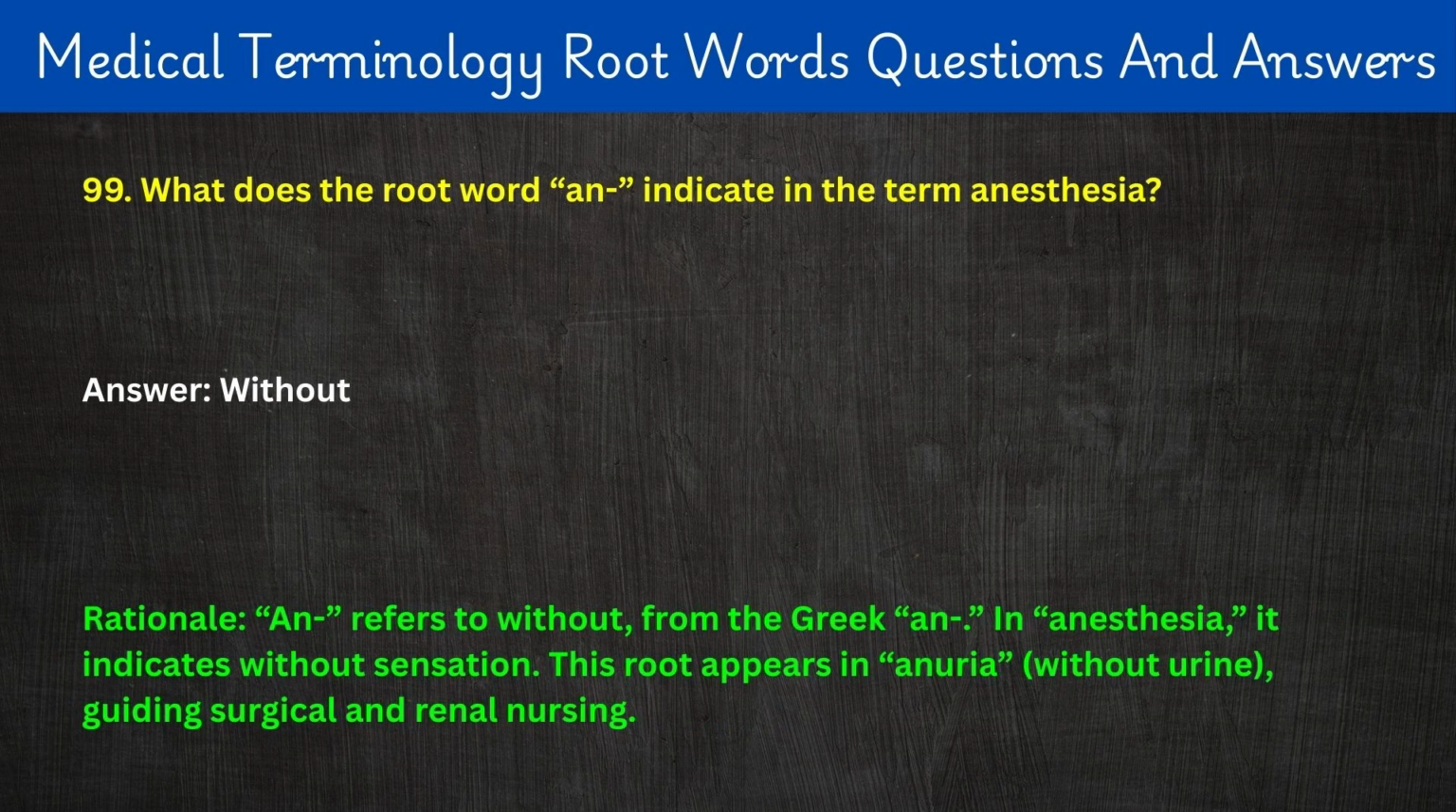99. What does the root word an- indicate in the term anesthesia? Answer: without. Rationale: An- refers to without, from the Greek an-. In anesthesia, it indicates without sensation. This root appears in anuria, without urine, guiding surgical and renal nursing.